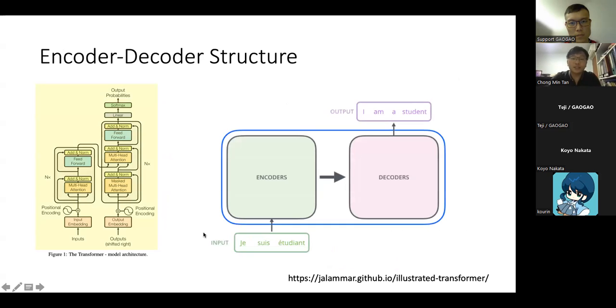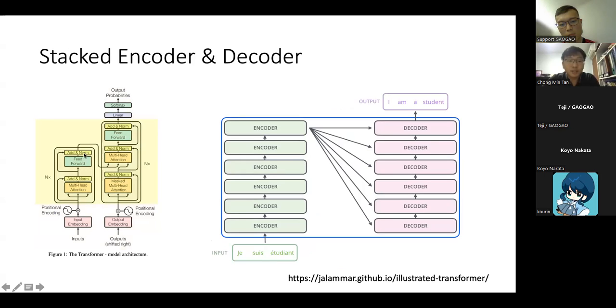Okay, so let's do the overall architecture. The overall architecture is like this. For example, I am a student, and then over here the input will be like this. Like for example, a French to English encoder-decoder. So the input is like this, I don't know how to pronounce this, and the output is I am a student. So this is the overall encoder-decoder architecture.